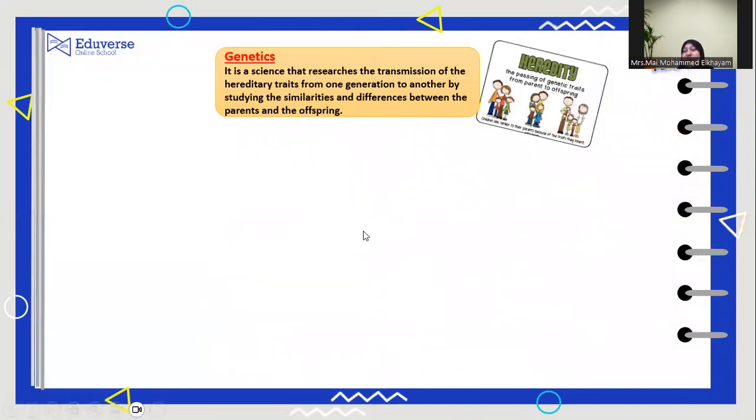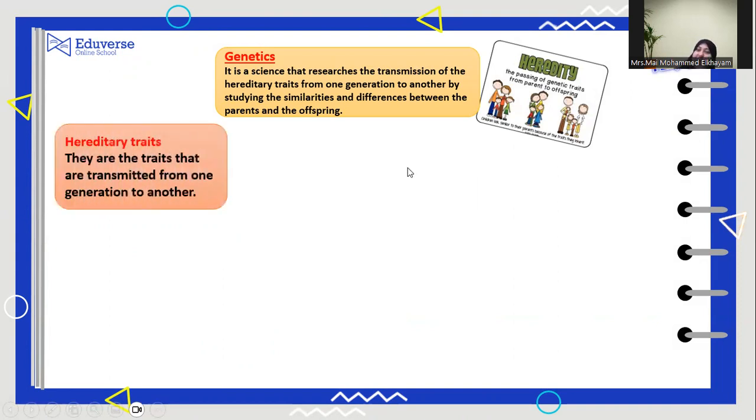What is genetics? Genetics is a science that researches the transmission of hereditary traits from one generation to another by studying the similarities and differences between the parents and the offspring. Have you ever asked yourself why you look like both of your parents? This is because of some factors that are transmitted from your parents to you. And here is heredity: it is the passing of genetic traits from parent to offspring.